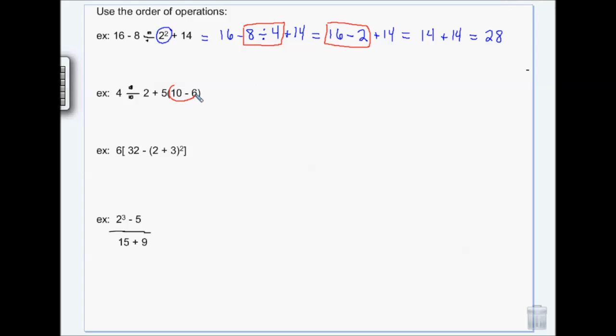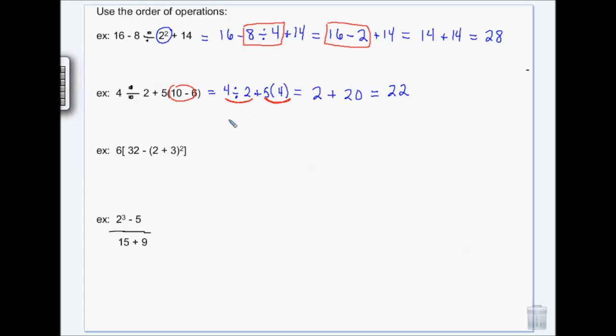We have parentheses, so I need to do what's inside the parentheses first. So I have 4 divided by 2 plus 5 times 4. 10 minus 6 is 4. Next, I'm going to do which? 5 times 4. Oh, division comes first in order. Now if you want, you can combine steps, and I can divide and multiply at the same time. So I can say 4 divided by 2 is 2, and 5 times 4 is 20. And then 2 plus 20 is 22. It's just that you have to do the division and the multiplication before you do the addition.